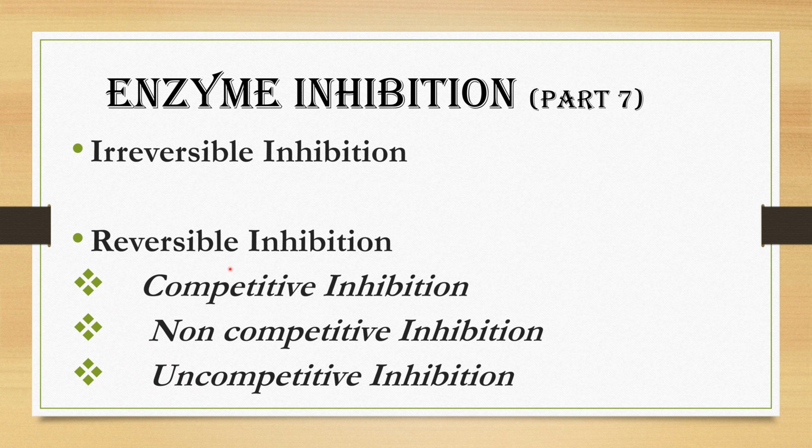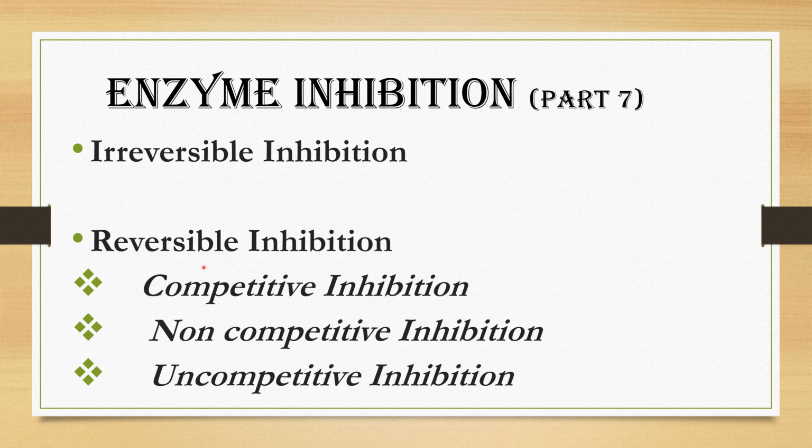Hello everyone. In this presentation, we'll be studying about enzyme inhibition. Now, enzyme inhibition is of mainly two types: irreversible inhibition and reversible inhibition. As the name suggests, irreversible inhibition is the inhibition which cannot be reversed back, and reversible inhibition is the inhibition which can be reversed back.